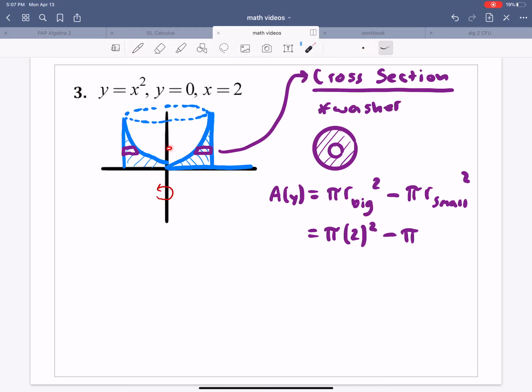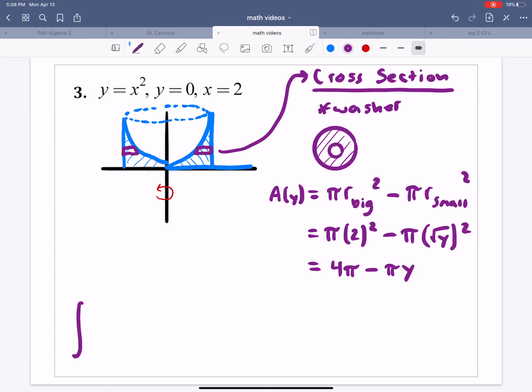Now the radius of the small is this inside part right here. So for that, I need to find the x-coordinate that's produced using this function. So that means I need to take y equals x squared and solve it for x. So I'm going to take the square root of both sides, and the radius there is going to be the square root of y. Now if I clean that up, I end up getting 4 pi minus pi times y. So that's what I'm going to integrate, okay?